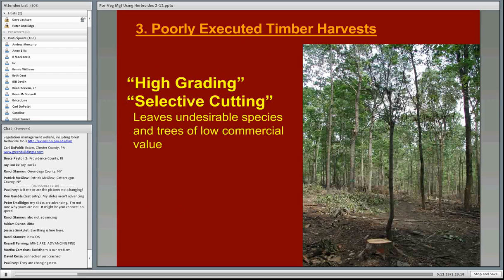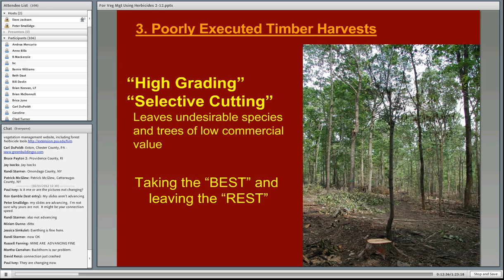Number 3, poorly executed timber harvest. We've probably all heard of high grading, or a lot of our cuts we refer to them as selective harvest. And oftentimes that's selecting the best and leaving the rest. I have an example here where a nice oak tree was harvested, leaving a very poorly formed, less desirable species in its place, and a tree that I would say is really not a replacement for what was harvested there. And so we have an opportunity to remove that competition.